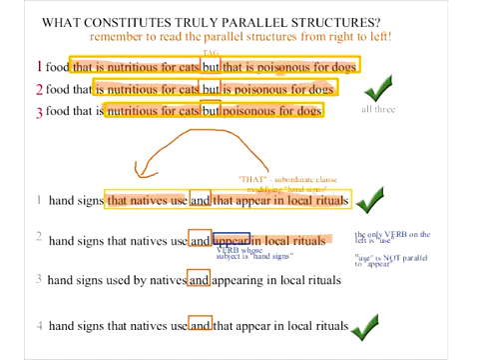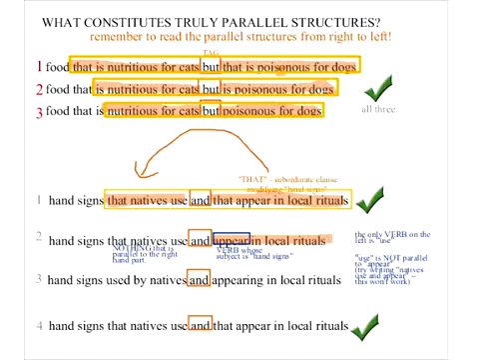If you don't see why that is, try writing "natives use and appear." This won't work. In other words, this is the wrong subject. This is something that natives do. This is something that hand signs do. So you can't say "natives use and appear." You can't have two verbs with different subjects trying to be parallel. So there's nothing that is parallel to the right-hand part. So this is incorrect.